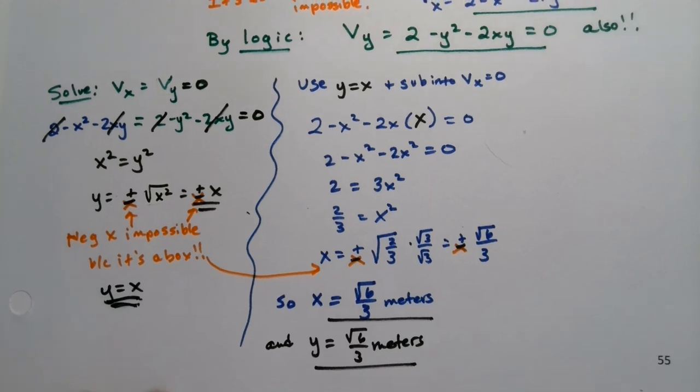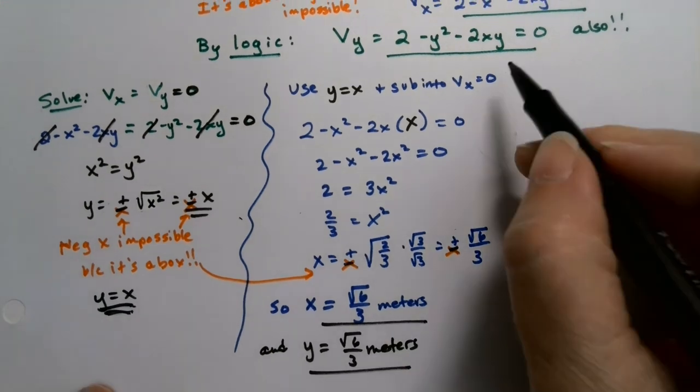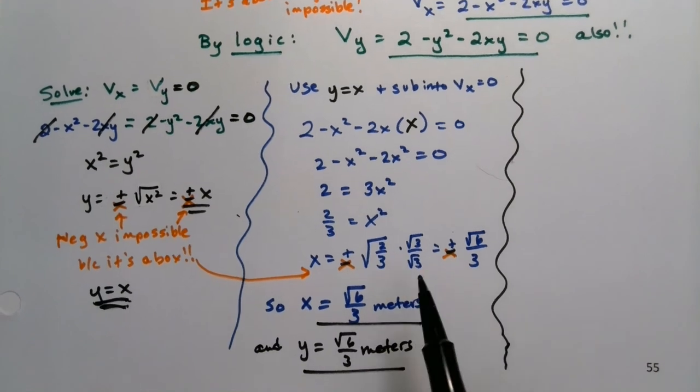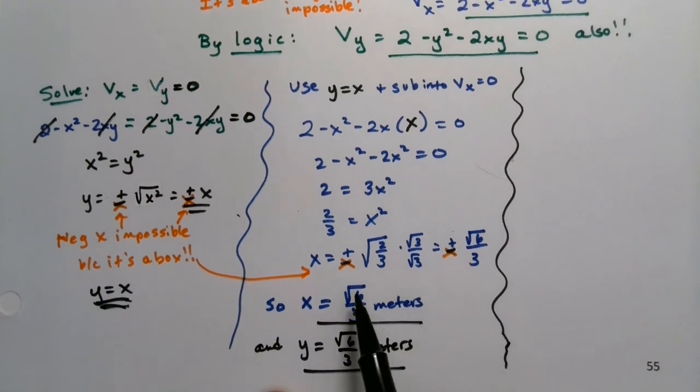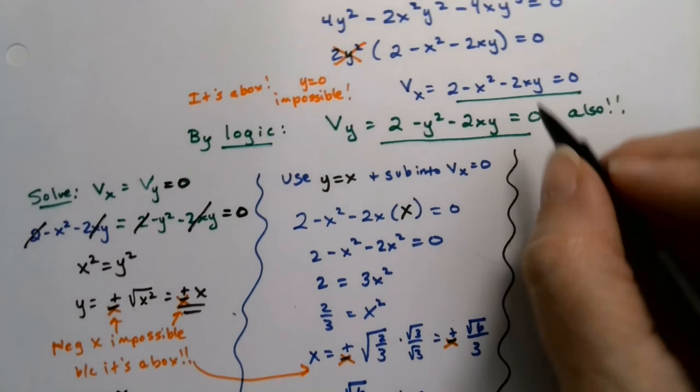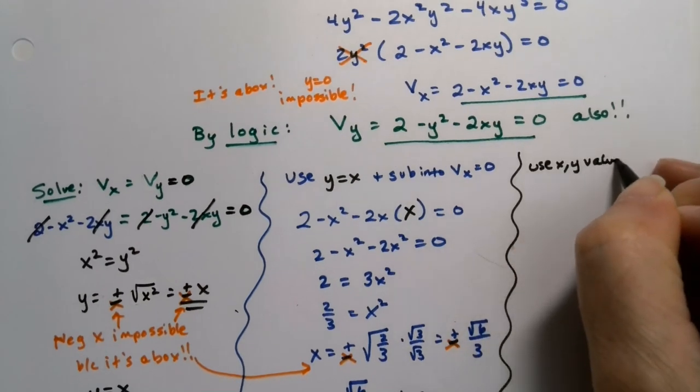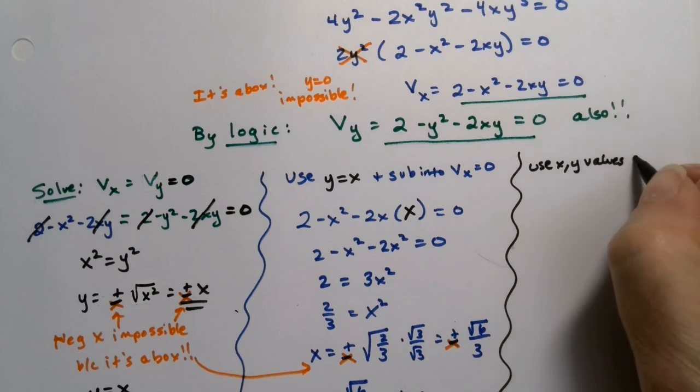All right, now all we have to do is solve for z, right? Because dimensions are 3 dimensions. It's got 3 dimensions. It's a box. So we have 2 of them. We need the third one. So use x and y values and find z.